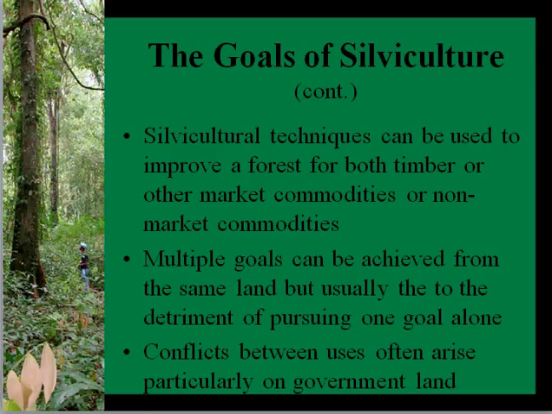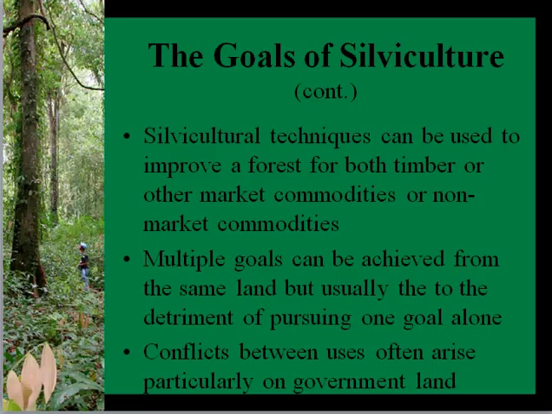And multiple goals can be achieved from the same land, but usually to the detriment of pursuing one goal alone. So in other words, if your goal is to satisfy as many people as possible, then your timber producers are not going to get as much money from that forest as they would if the forest was converted to a plantation. Okay, so if you have more than one goal for the forest, quite often that means that you don't achieve the maximum for any one of those goals.